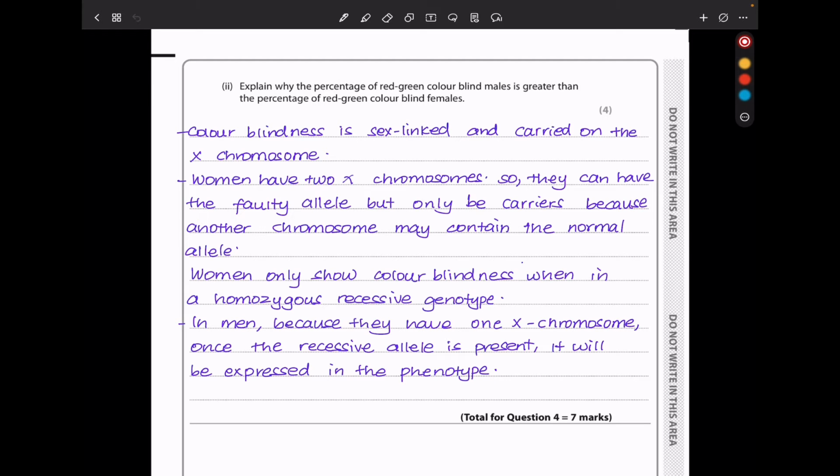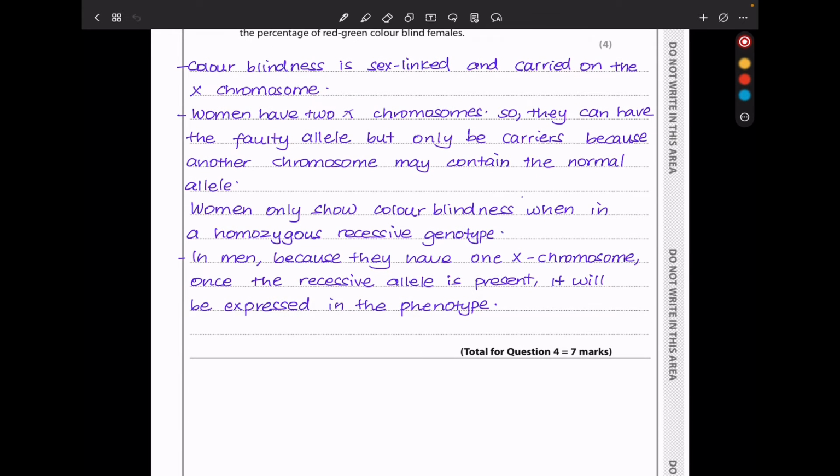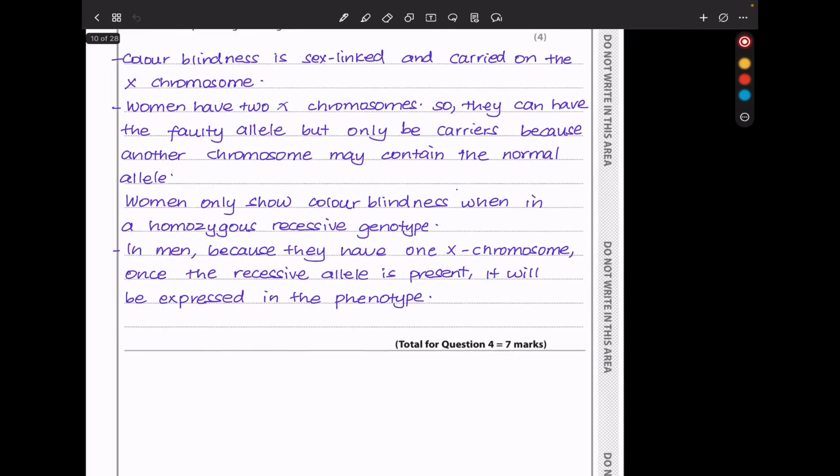Women have two X chromosomes, so they can have the faulty allele but only be carriers because the other chromosome may contain the normal allele. Women only show color blindness when in a homozygous recessive genotype. In men, because they have one X chromosome, once the recessive allele is present, it will be expressed in the phenotype. So this brings us to the end of question 4.